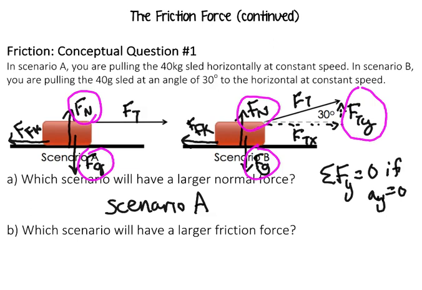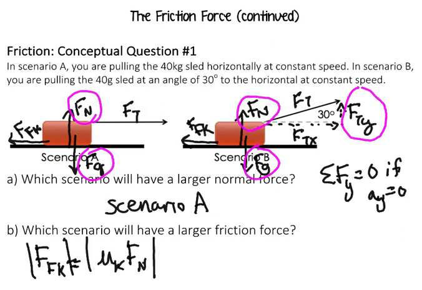Well, for this, I can use the equation that FFK, or at least the absolute value of FFK, is equal to mu k times the normal force. So the size of the friction force is equal to the coefficient of kinetic friction times the normal force. Both of these will feel the same coefficient of kinetic friction, so same surfaces, but scenario A has the larger normal force. So that means it must also have the larger friction force. So scenario A will have the larger friction force there.